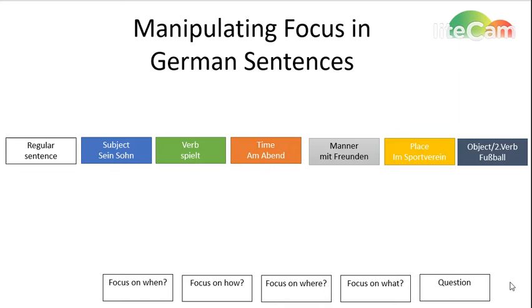So now, regular sentence. Sein Sohn spielt am Abend mit Freunden im Sportverein Fußball. His son plays in the evening with friends in the sports club football. I know, an odd-sounding English sentence, but that's a word-for-word translation. Of course, you're going to massage that. You're going to turn that into something that's a little bit more readable if you're going to do a translation. Of course, just to understand what's going on in the sentence, that may actually be enough for you.